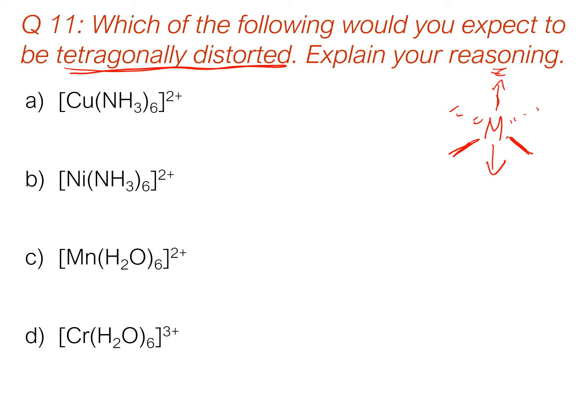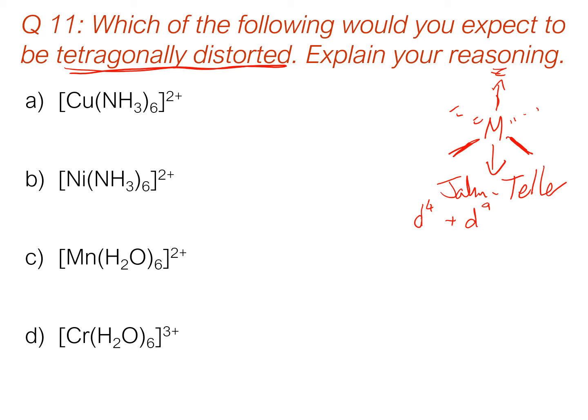And if you remember, this is because of something we call the Jahn-Teller effect. So this is tetragonally distorted. If you read that, Jahn-Teller is the thing that springs to mind. And this occurs when we have a doubly degenerate ground state. So the ones we're looking at here are d4 and d9 especially.